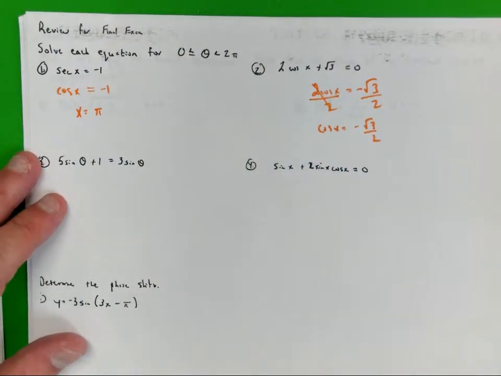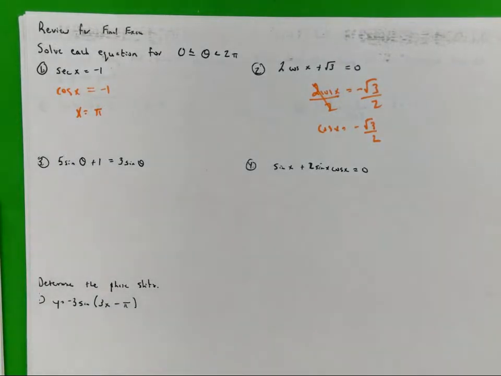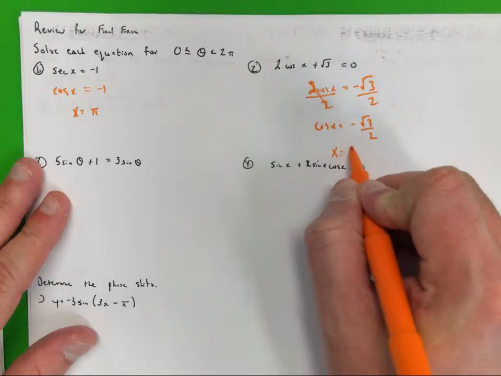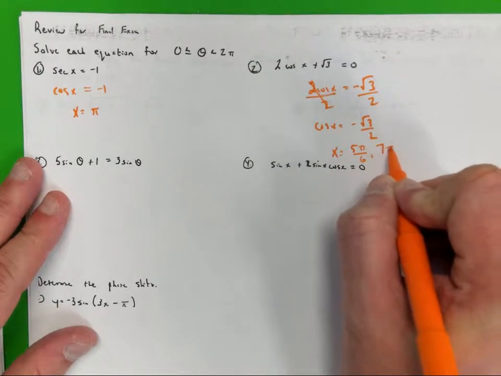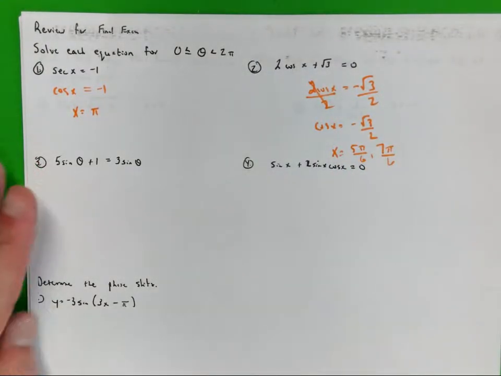Alright, now we have to think. Cosine is your x value. Which family has an x value of root 3 over 2? Pi over 6. Okay, where is cosine negative in quadrants? 2 and 3. Okay, what family members of pi over 6 come out of that? 5 pi over 6 and 7 pi over 6, and there's your answers, okay?